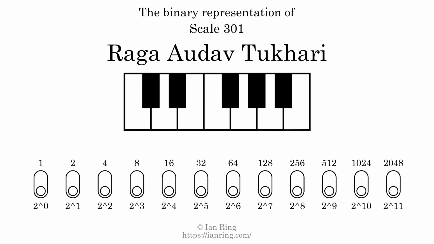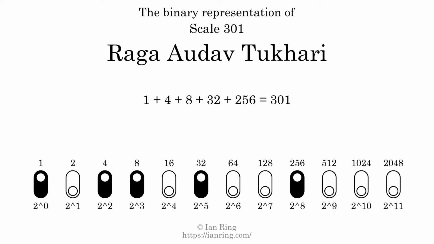The binary representation of this scale is determined by mapping tones of the scale to binary digits. Each binary digit represents a power of 2. To get the scale number, we add the powers of 2 together. The powers of 2 that are present in the scale, all added together, equals 301. That is why the scale number, in decimal, is 301.